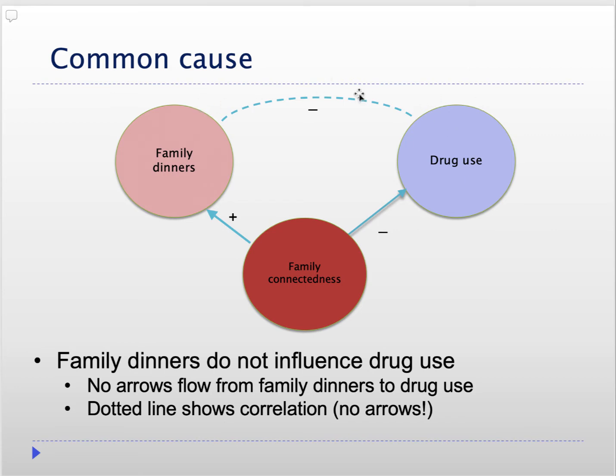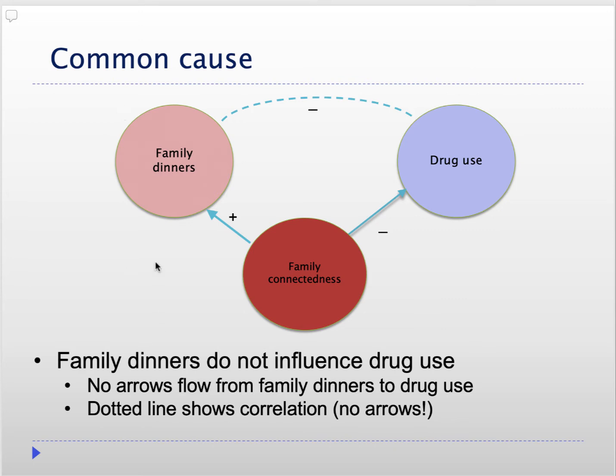And so what you see then is that family dinners and drug use are correlated now. According to this dotted line, they're negatively correlated. They tend to be in opposite directions in the data. But you see this dotted line has no arrows. It's not causal, it's just correlation. Like you learned in statistics, correlations have no direction. The two variables are completely symmetric. You can even remember the formula for the correlation. X and Y were completely symmetric. That's why that dotted line has no arrows.